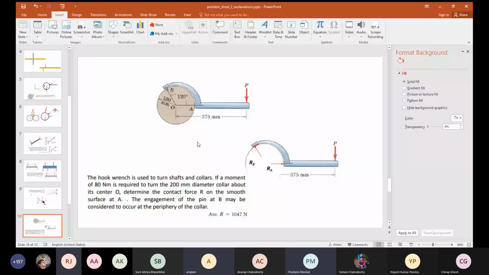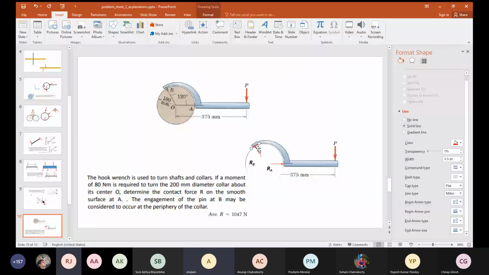Correct. Otherwise, you just take moment about B and equate it to RA. Yes, sir, I have done that. Sir, I'm getting 1046.92. And I'm getting 1045.959. Yes, I also got some kind of that answer. The answer is divided by 100. I think it is all because of rounding off, since the equation has sine 120 and cos 30. That is the source of some ambiguity.